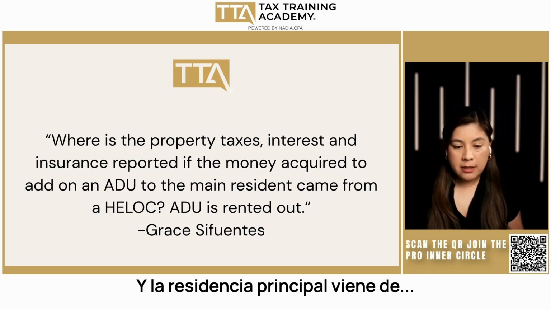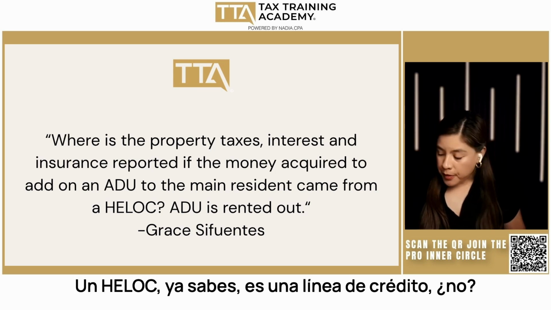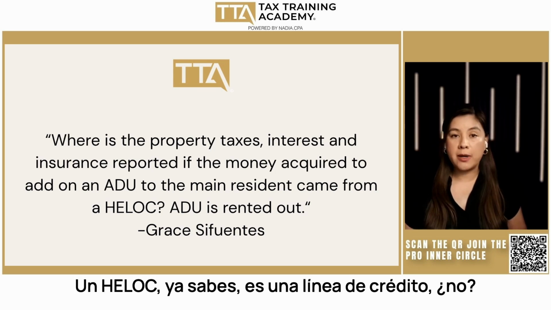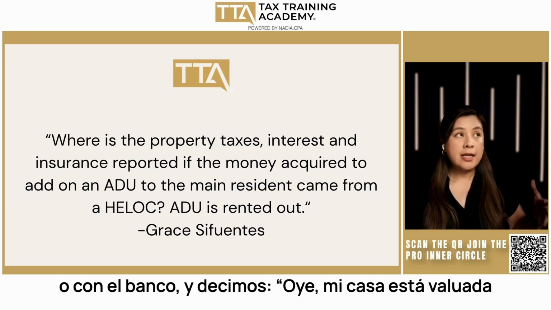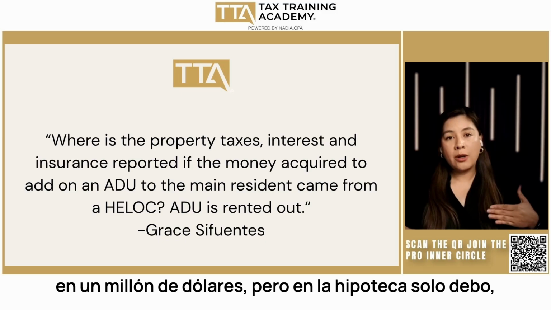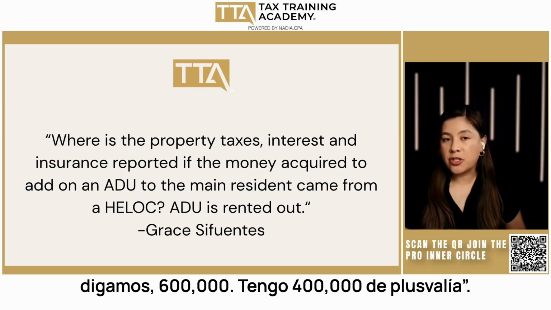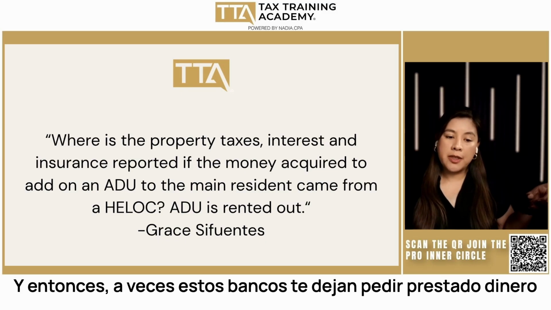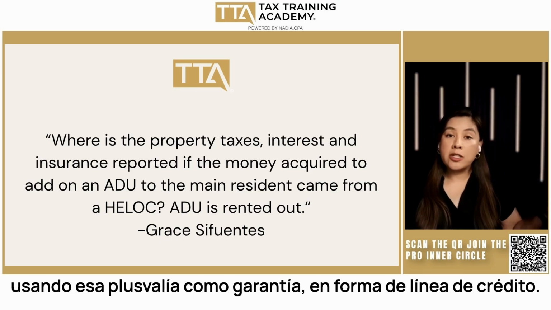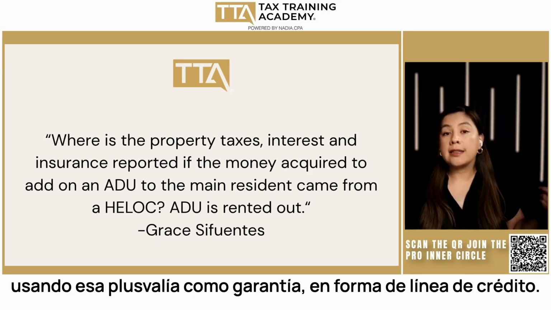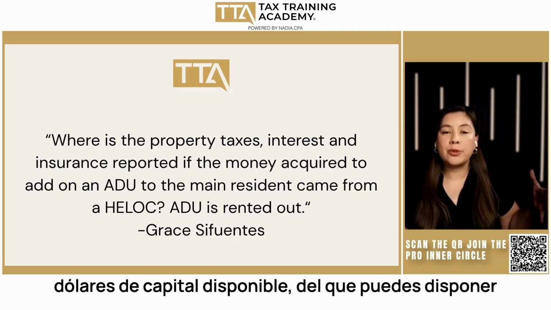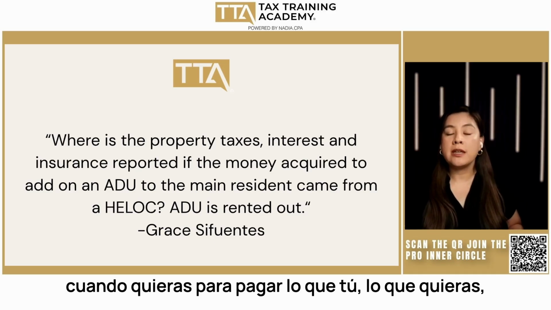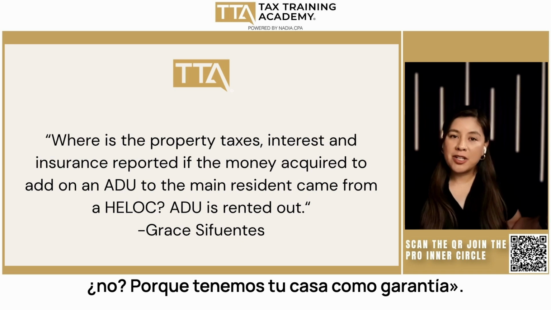And the main residence comes from, oh, okay, so the HELOC. So HELOC, it's a line of credit, right? That we go to our mortgage banker and say, hey, our house is valued at $1 million, but I only owe on the mortgage, let's say 600,000. I have equity of 400,000, and so sometimes these banks will let you borrow money against your equity as a line of credit. Like, okay, you're right. We're going to give you $200,000 of available capital that you withdraw from as you please to pay for what you want, right? Because we have your home as collateral.